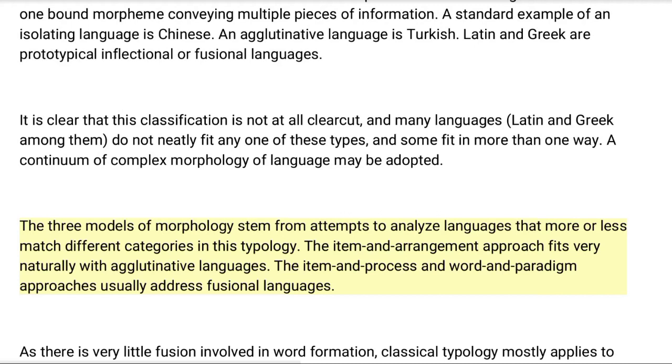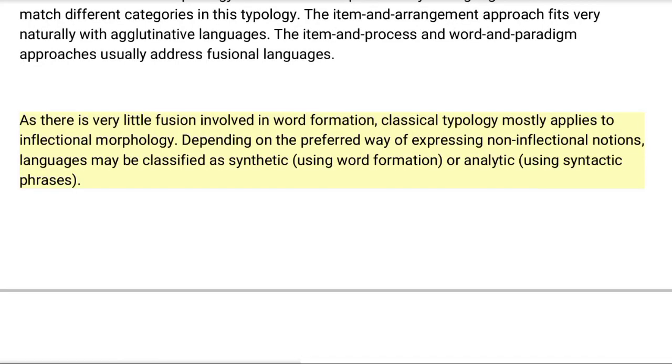The three models of morphology stem from attempts to analyze languages that more or less match different categories in this typology. The item and arrangement approach fits very naturally with agglutinative languages. The item and process and word and paradigm approaches usually address fusional languages. As there is very little fusion involved in word formation, classical typology mostly applies to inflectional morphology. Depending on the preferred way of expressing non-inflectional notions, languages may be classified as synthetic, using word formation, or analytic, using syntactic phrases.